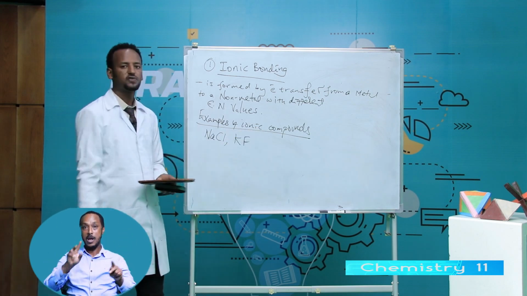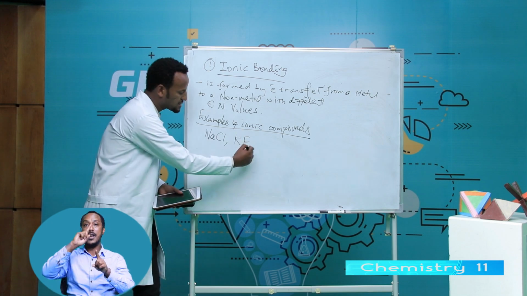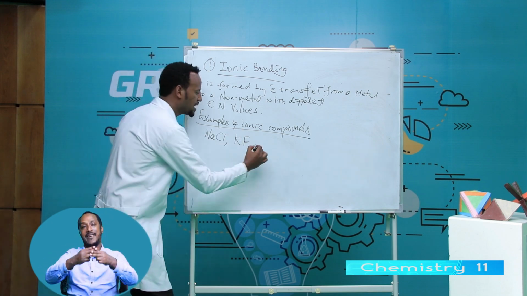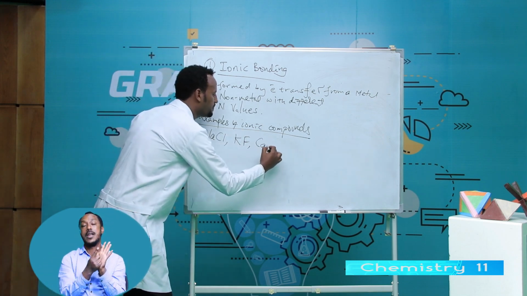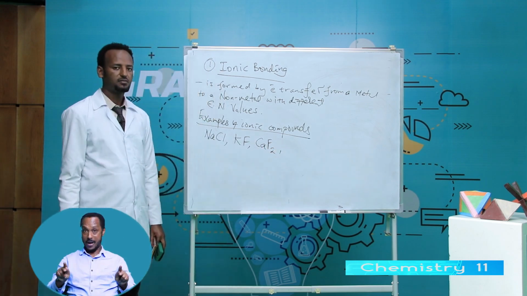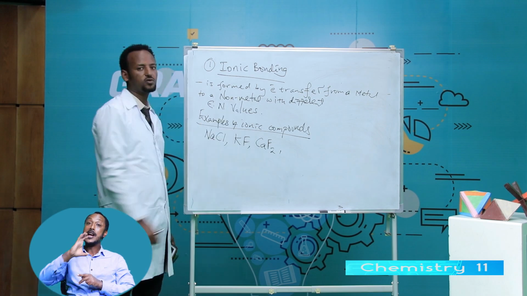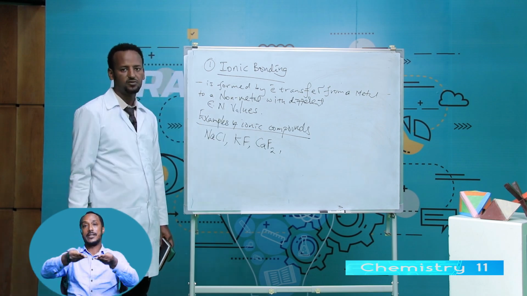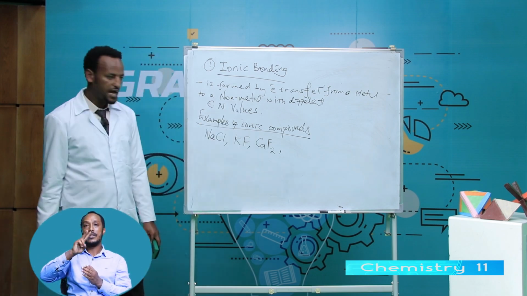Between these two, a bond is formed, an ionic bond. The compound is known as an ionic compound. From group 2 elements, for example, calcium fluoride. Calcium loses 2 electrons, and each fluorine accepts 1 electron. Therefore, calcium fluoride is an ionic compound.